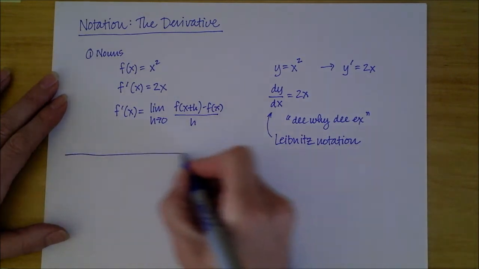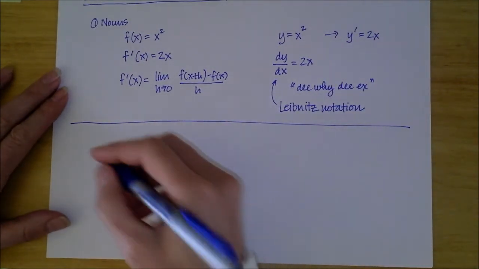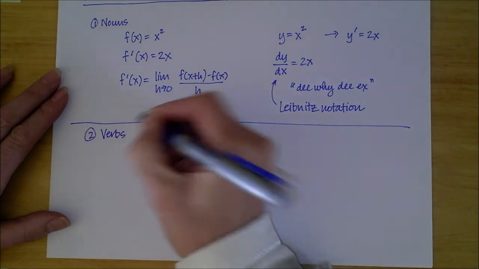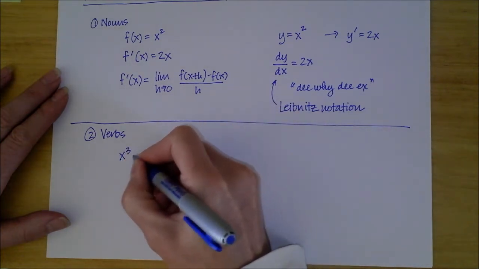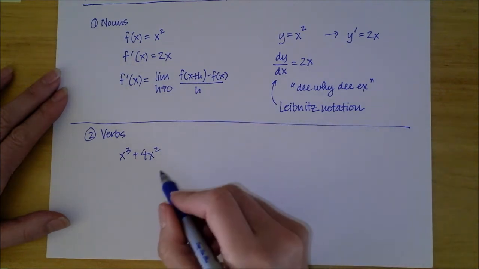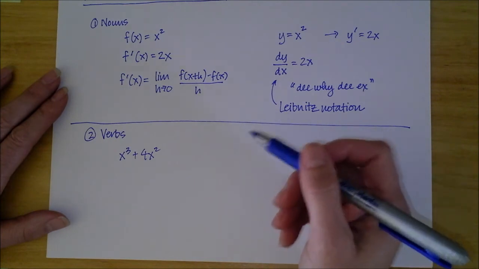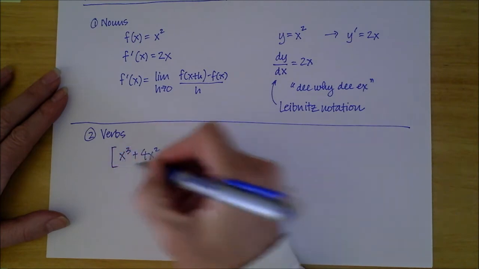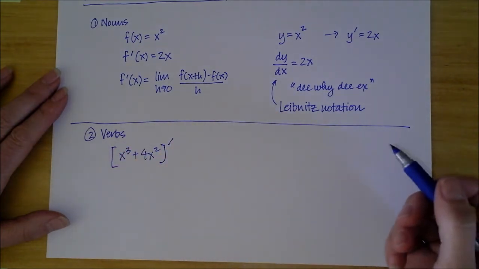And then there's another set of notational devices, and I guess I would call these the verbs. So if you have an expression like, I don't know, like x cubed plus 4x squared, say, and you want to take the derivative of this, sort of a down and dirty way to indicate that you want to take the derivative of an expression, is to just prime it. And I think most people know what this means.